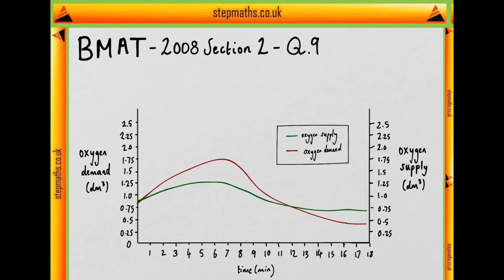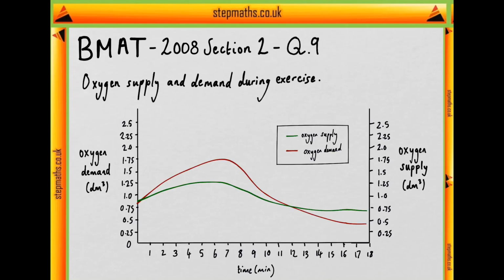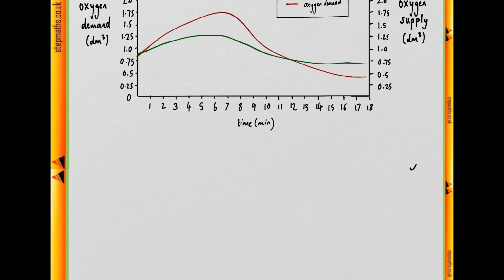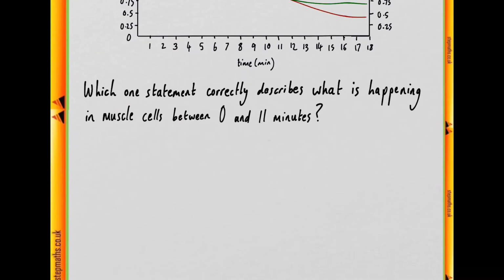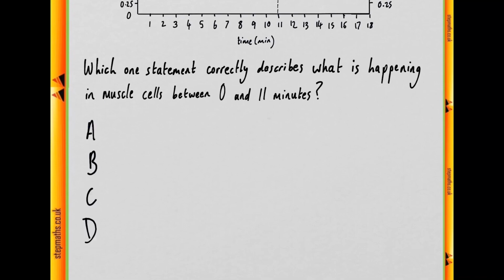In question 9 we're given the following graph here, and we're told that it represents the oxygen supply and demand as it varies in muscle cells during exercise. So we have the oxygen demand, which is represented by the red line, and we have oxygen supply, which is represented by the green line, and they're at varying levels using the same axes over this period of exercise. So we're asked which one statement out of a series of 4 is correctly describing what is happening in the muscle cells between 0 and 11 minutes.